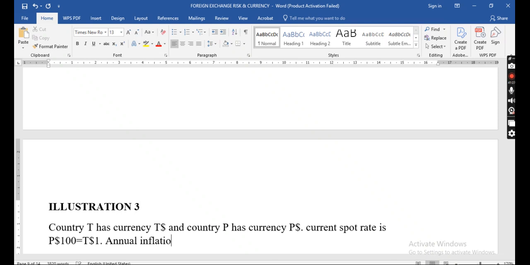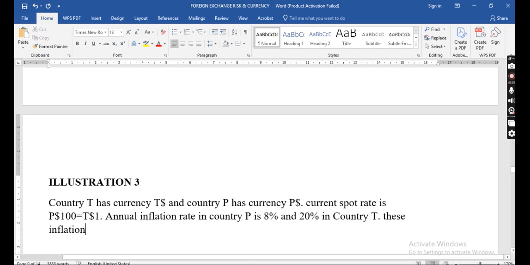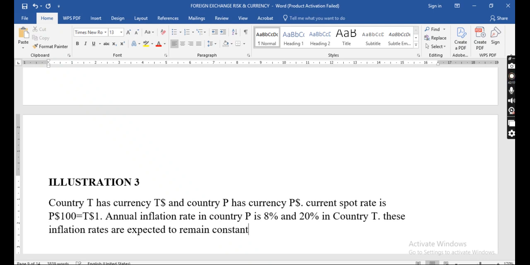Annual inflation rates in country P is 8% and 20% in country T. These inflation rates are expected to remain constant for the next, let's say, 5 years, so you can determine the forward rate for 5 years.